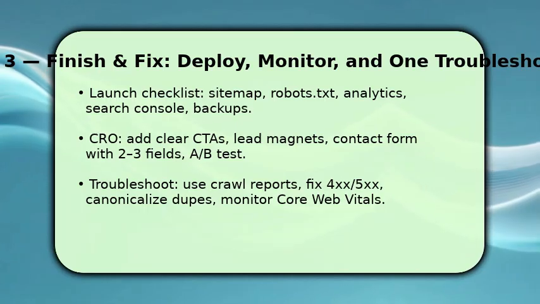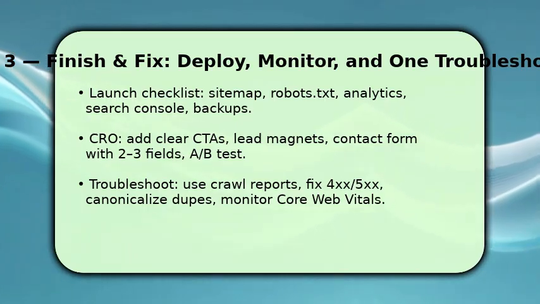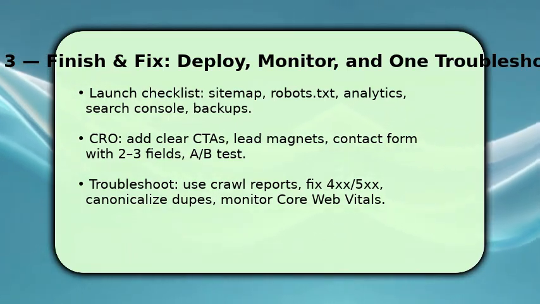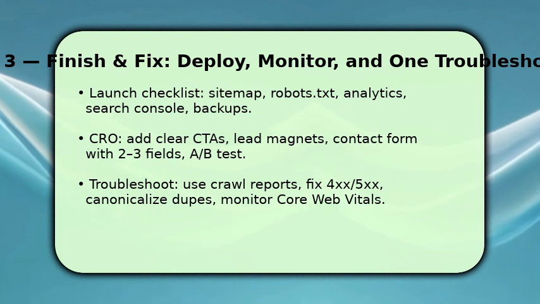If things go wrong, use crawl reports to find 4XX and 5XX errors. Canonicalize duplicates, and monitor core web vitals to resolve.